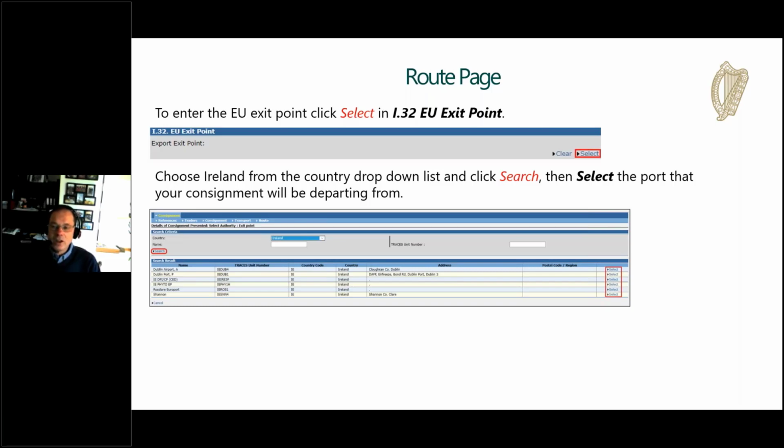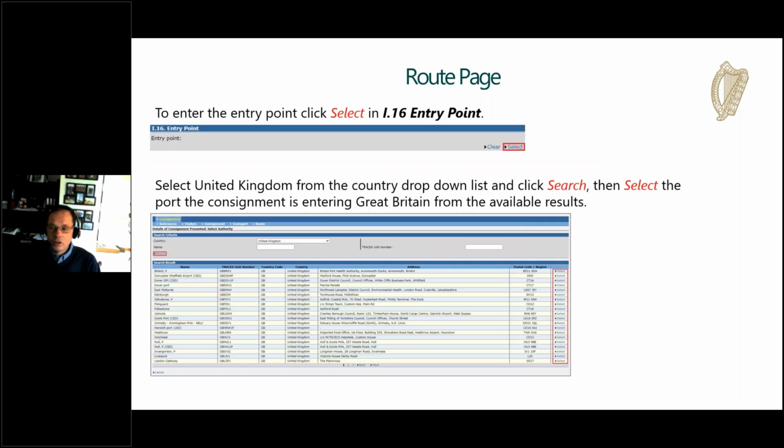To enter the entry point into which you're going into Britain, again, click select on the entry point. Select United Kingdom from the drop-down list and click search. Then select the port into which the load is entering. For example, Port of Cairnryan in the far north. It could be Liverpool, Holyhead, Fishguard and Pembroke. They're the 5 that I can think of off the top of my head.